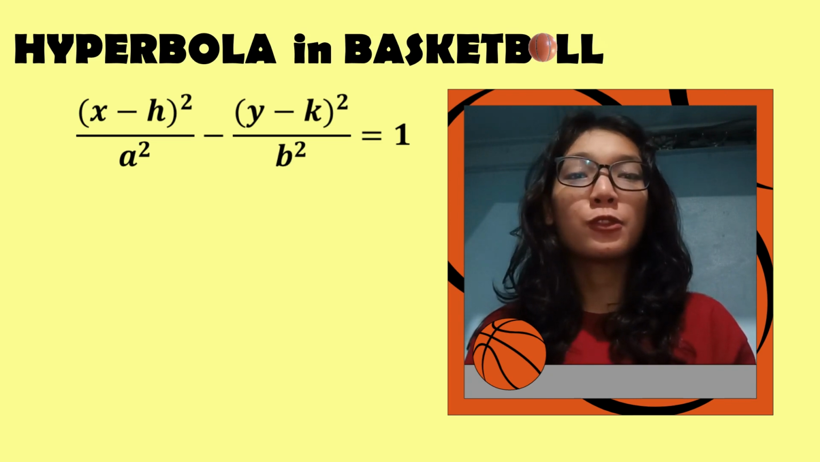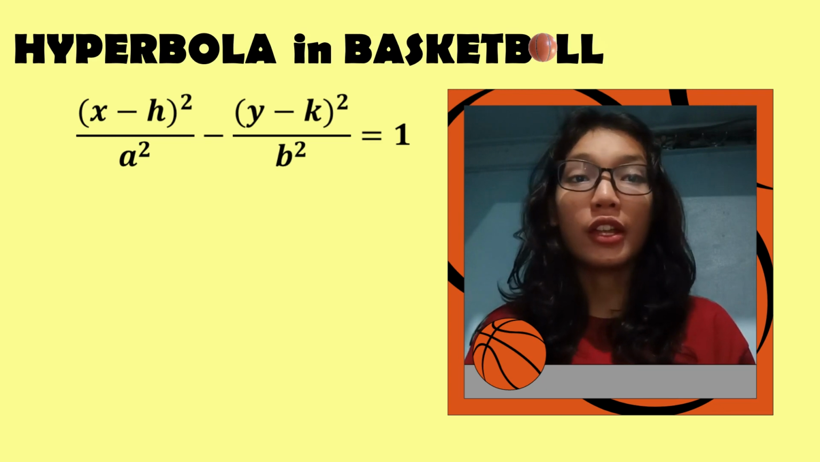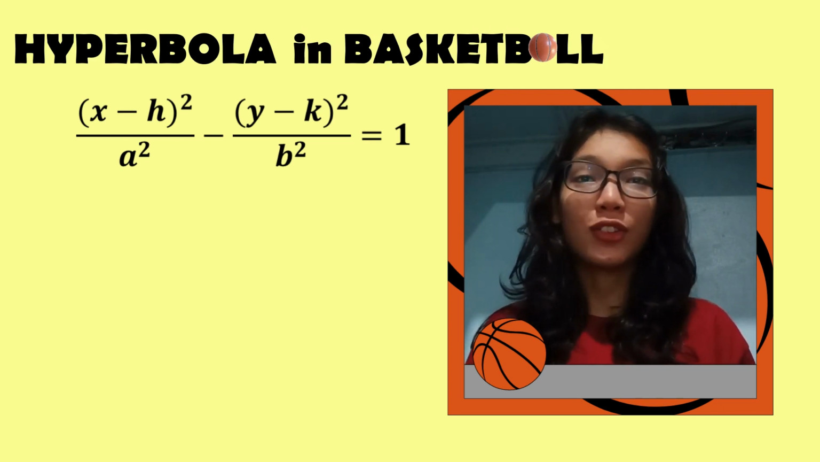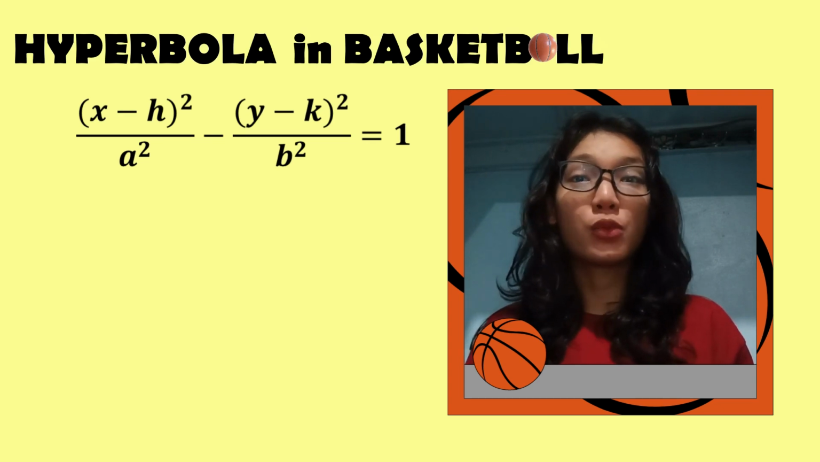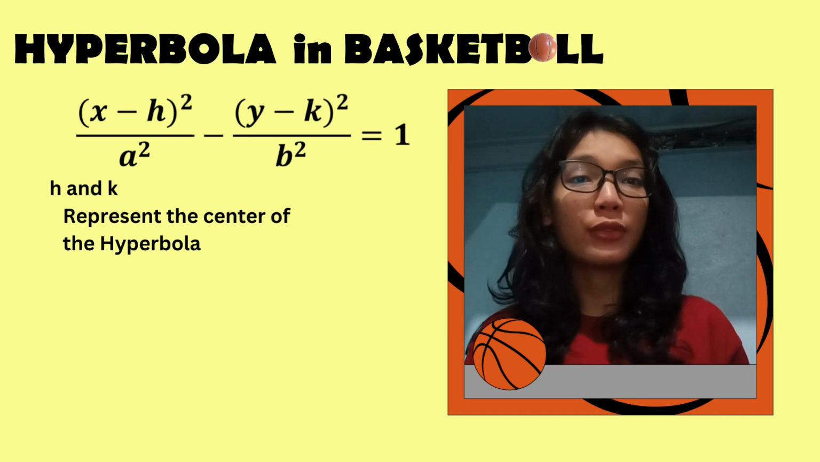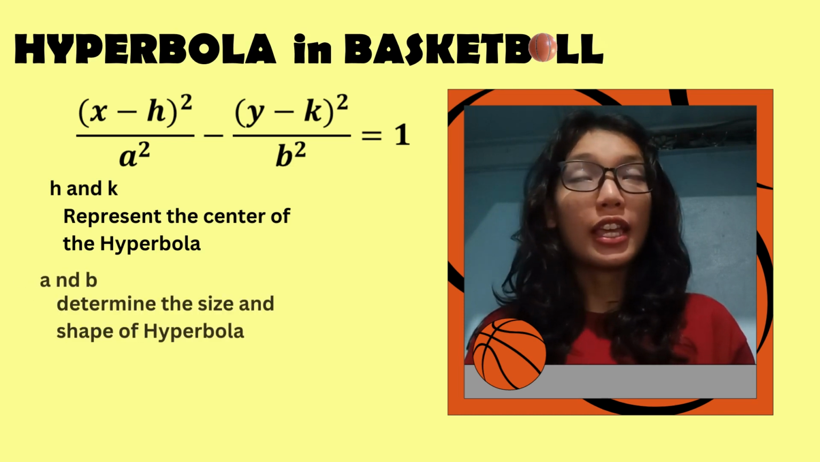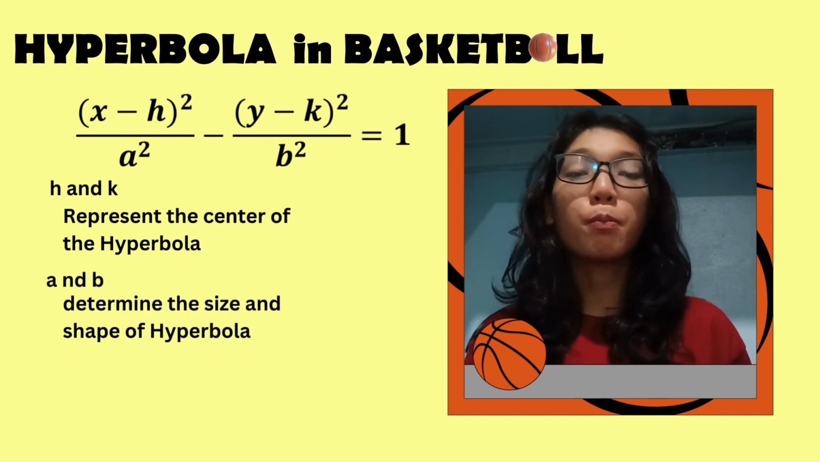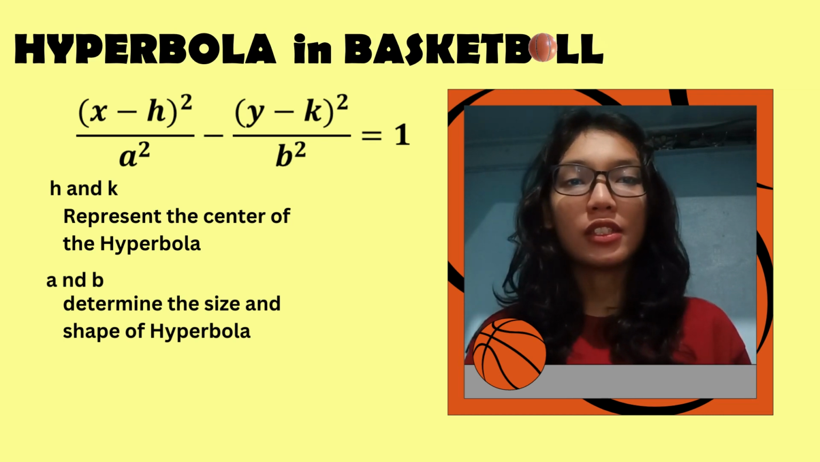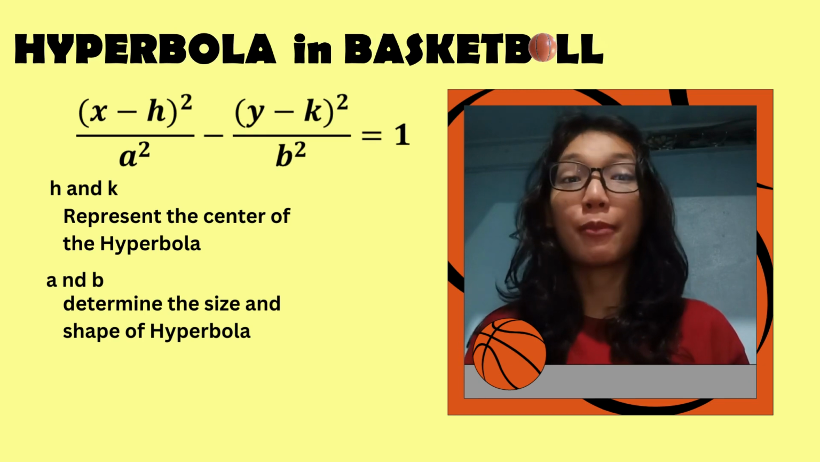(x − h)² / a² − (y − k)² / b² = 1, where h and k represent the center of the hyperbola, and a and b are two positive constants that determine the size and shape of the hyperbola itself.